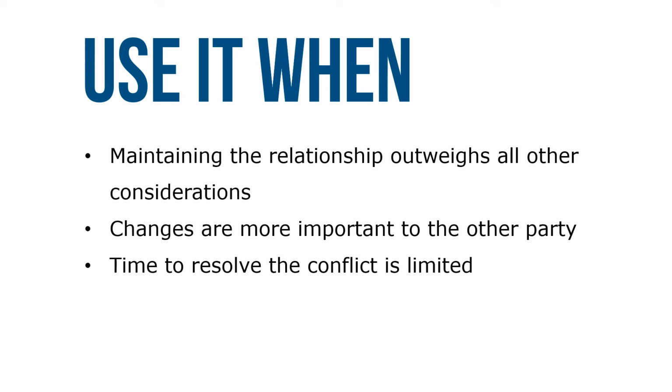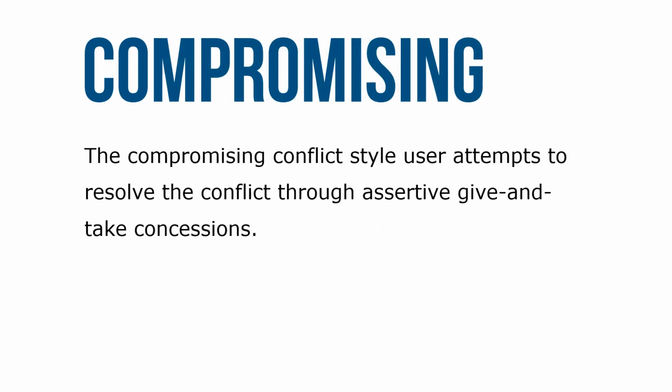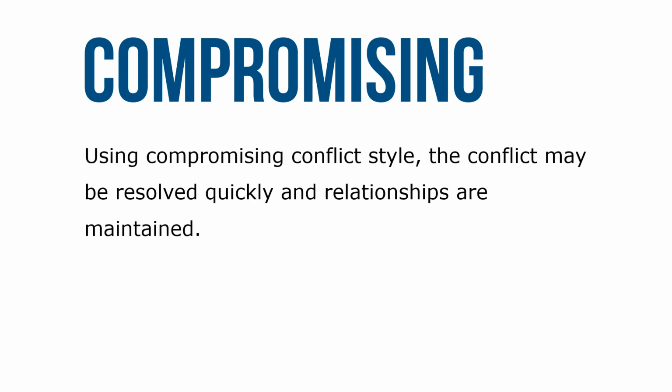the conflict is limited. With the compromising conflict style, the user attempts to resolve the conflict through assertive give and take concessions. This approach attempts to meet one's needs for harmonious relationships by finding a common interest. Using the compromising conflict style, the conflict may be resolved quickly and relationships are maintained. The disadvantage is that the compromise often leads to counterproductive results.